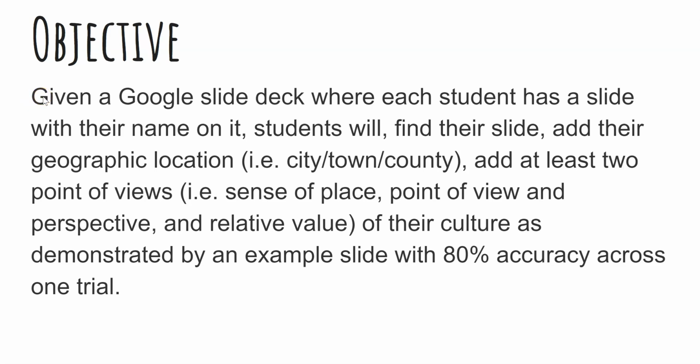You need to add where your geographic location is, and I have an example of what I've done with mine. Add at least 2 points of view that you have, like sense of place, point of view, perspective in relation to your values, that kind of stuff, of your culture as demonstrated by an example. You've got to do that 80% across one trial, okay? That is what you are required to do for your assignment.